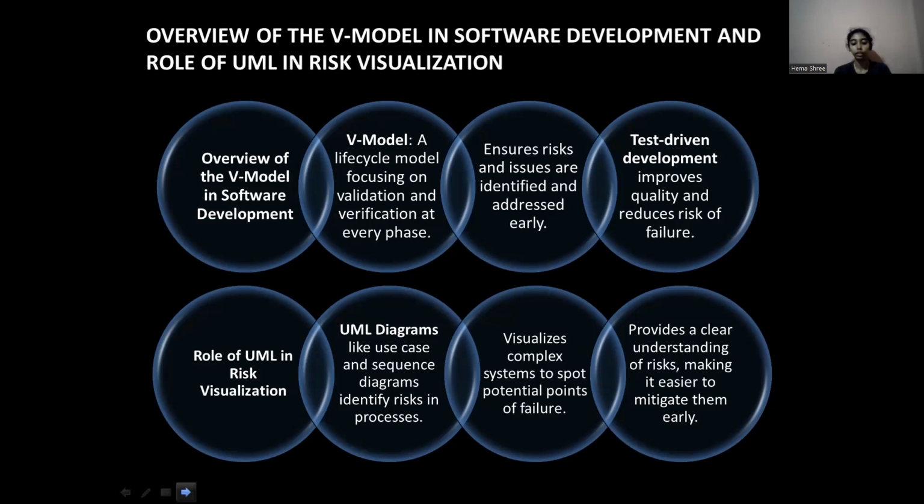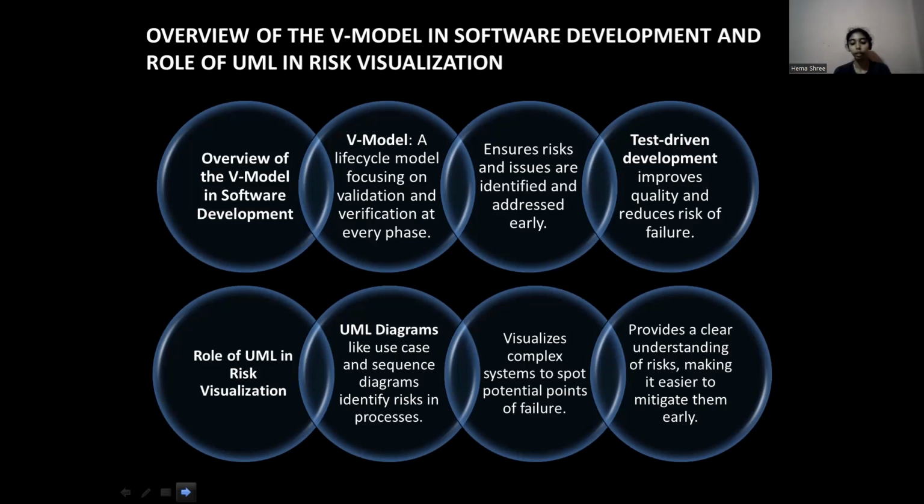Roles of UML in risk utilization. UML is a tool used to represent design structures of a software system. Its diagrams, such as use case and sequence diagrams, are highly efficient for identifying risks within the project. These diagrams help visualize complex processes and pinpoint areas where risks are more likely to occur.